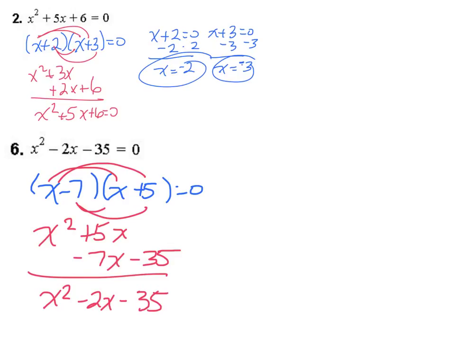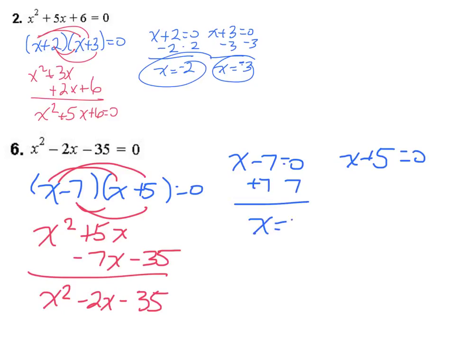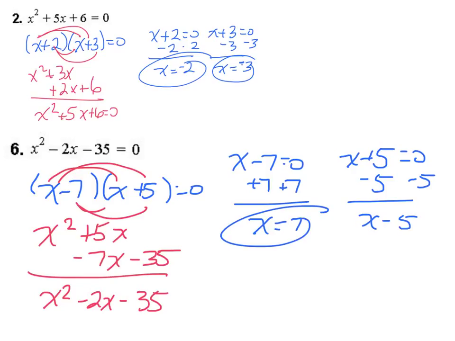So back to our problem, we're going to have either x minus 7 equals 0 or x plus 5 equals 0. So we need to add 7 to both sides and subtract 5. And so our two solutions are 7 and negative 5. Another thing you could do to check is substitute back into the original equation and make sure it works there.